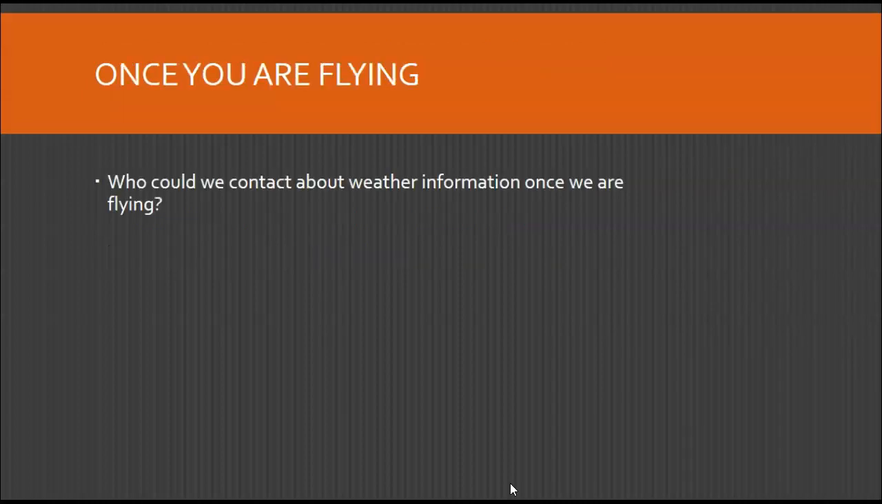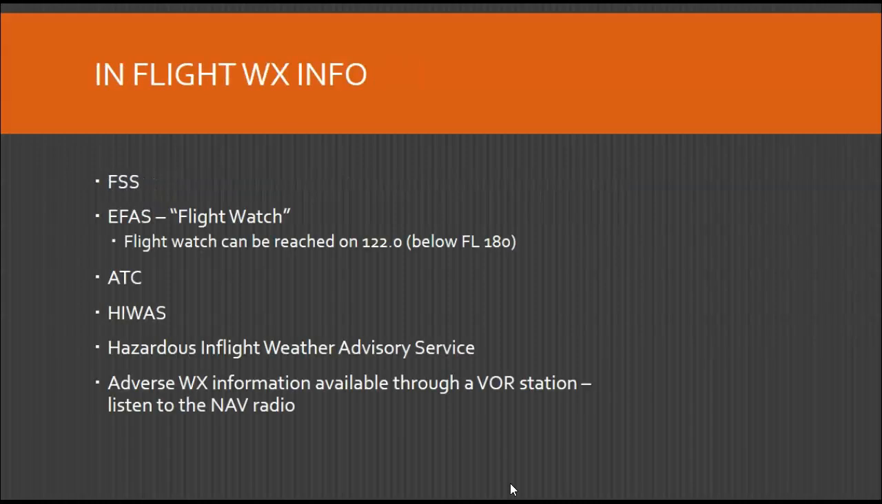After you take off, if you notice that there's weather that wasn't forecast, it is possible to get an update of weather while you're in the air in a couple of different ways. You can call the flight service station on the radio to get an update on the weather. There's also a service known as Flight Watch, which is EFAS, or En route Flight Advisory Service, and you can reach EFAS or Flight Watch on 122.0 below 18,000 feet.